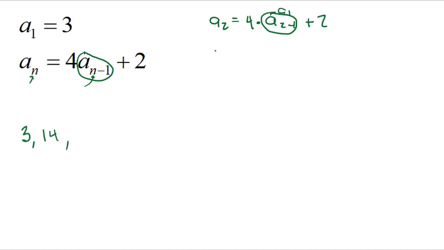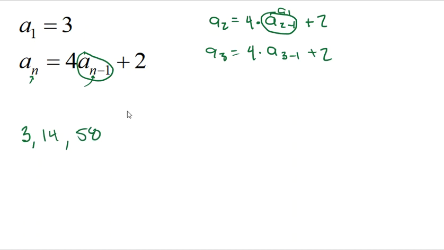All right, so then if I want to find the third term, I need 4 times a sub 3 minus 1. That's the second term, right? That's the term prior to the third term, plus 2. So again, 4 times the previous term of 14. 4 times 14 is 56, plus 2 is 58.